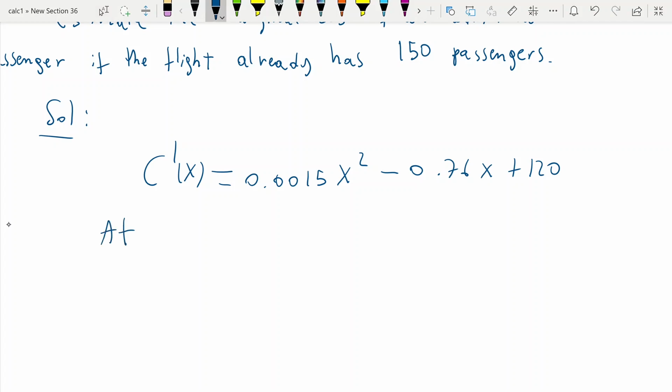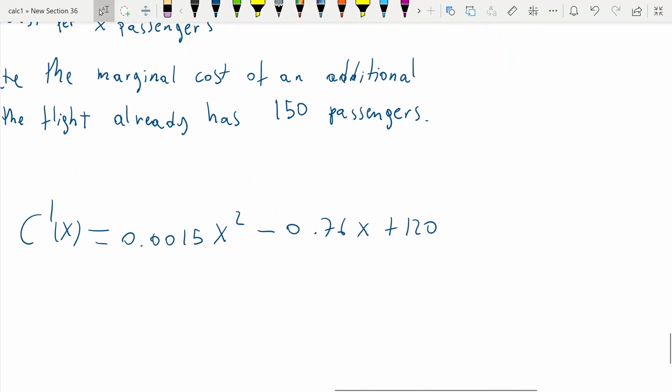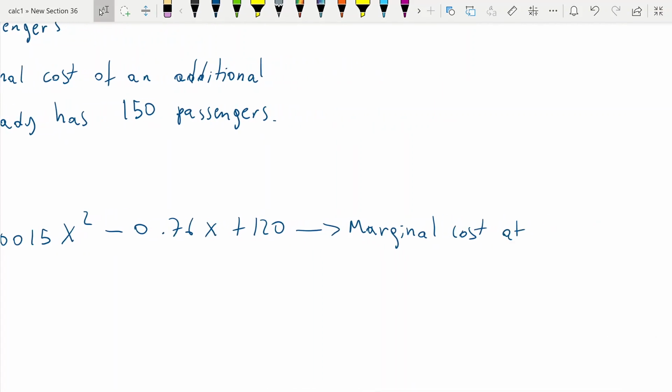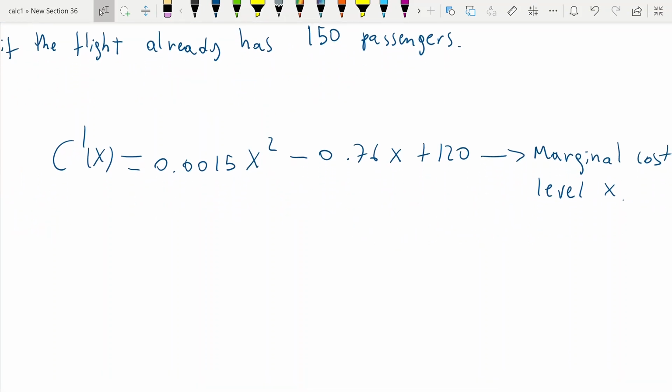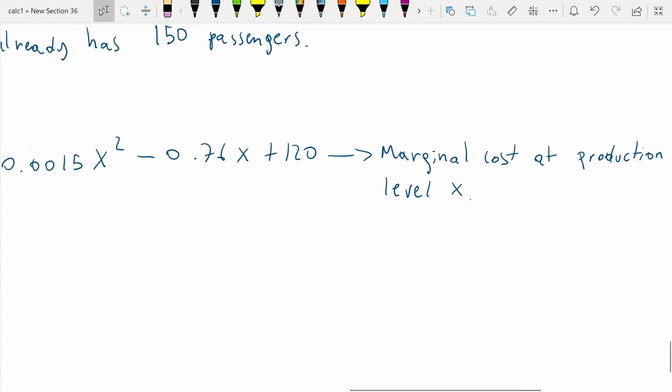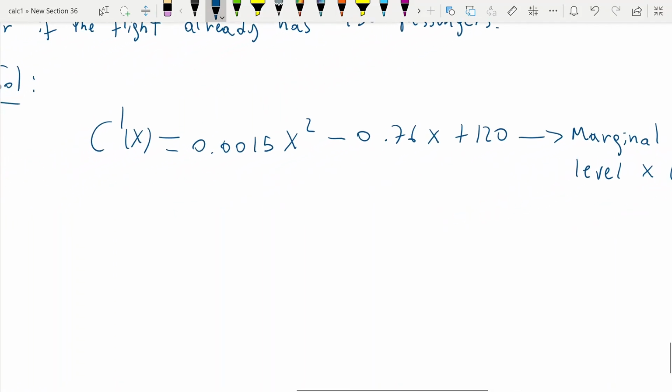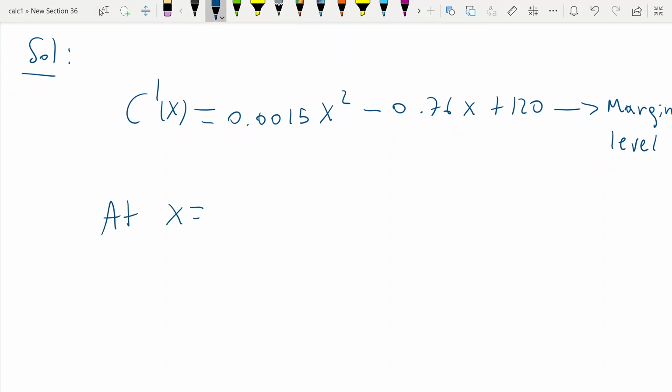So now, this gives us the marginal cost at production level X. So for any X, this is the approximation for the marginal cost. This is just an approximation of the marginal cost at production level X. But we're asked to estimate this when X takes the specific value of 150.